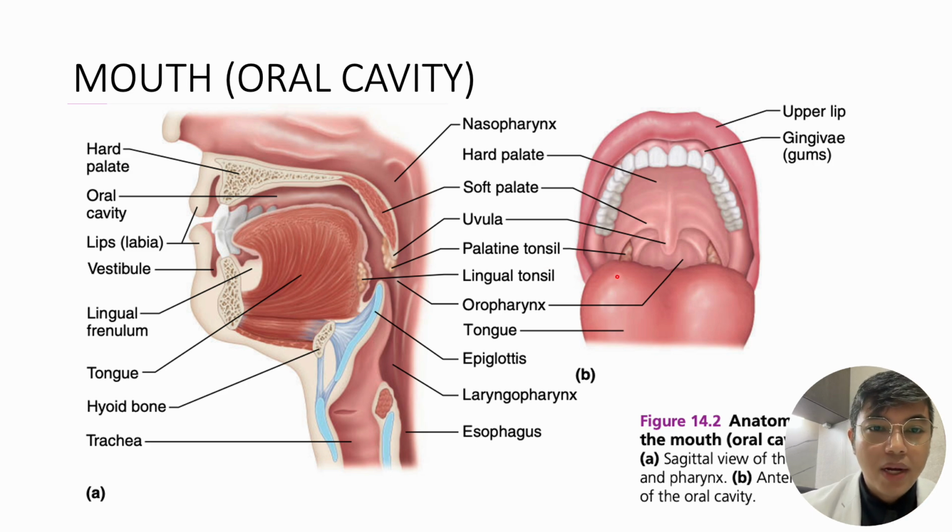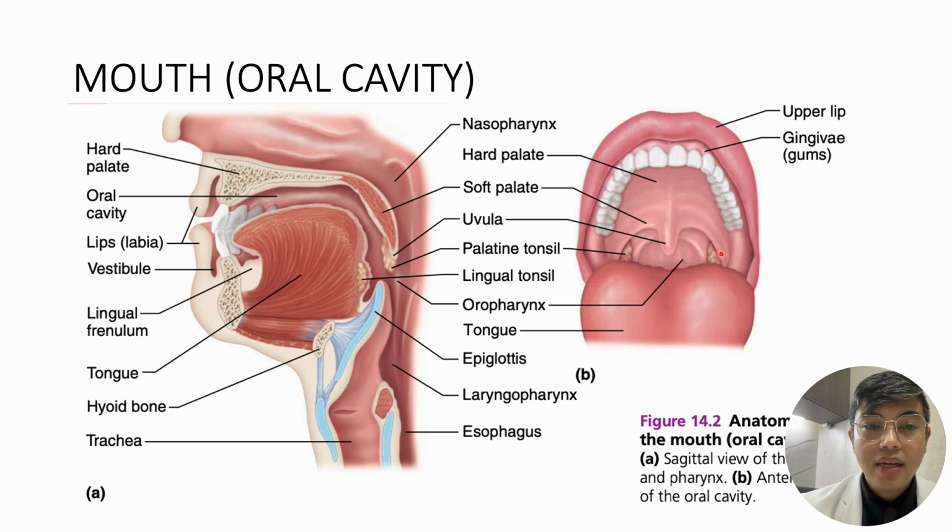Now, look at this one. The one that is hanging, parang laman. Akala kasi ng iba, that is your tonsil. But actually, the proper name for this is your uvula. And the true tonsil would be lateral to your uvula. We have the left and the right.